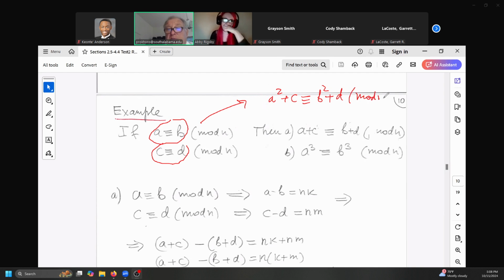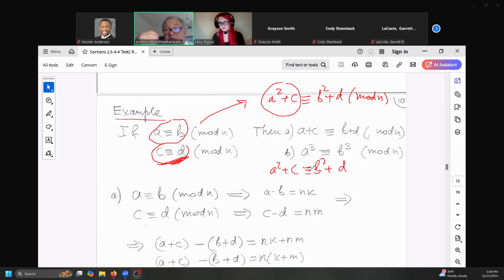So let's see this problem. Now, what is the idea? We have a squared plus c. Instead of c, what can we write? We can write d. And instead of a, I can write b. So we'll get b squared plus d.